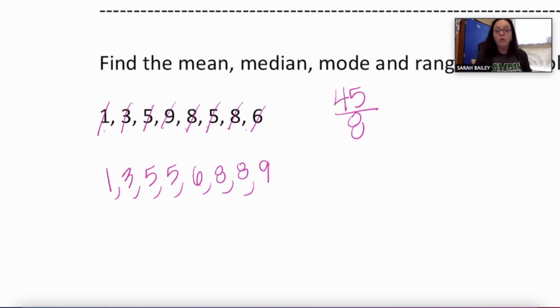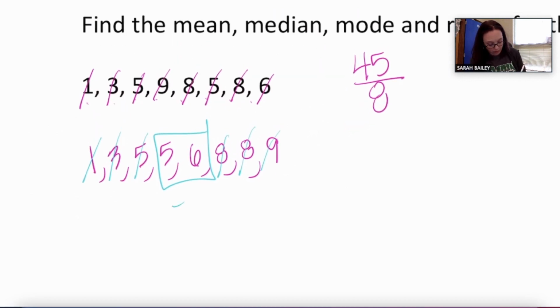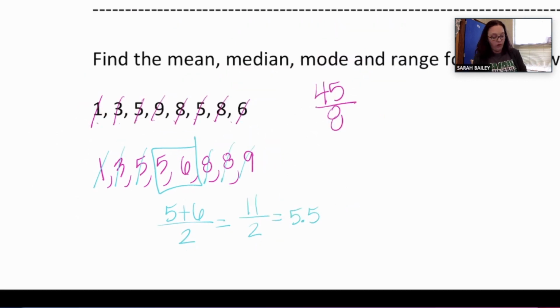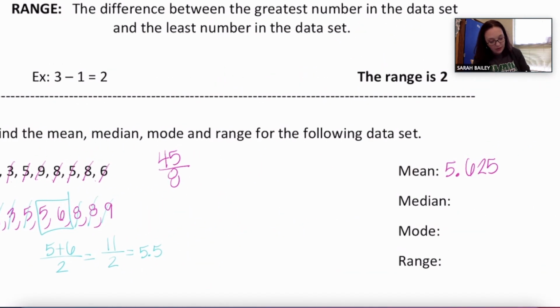Now I'm going to find the number that's in the middle. I'm just going to mark off the first and last, then the new first and the new last, and I'm going to keep doing that. I'm left with 2 numbers in the middle, the 5 and the 6. So if I want to find the median, I'm going to have to add those 2 up and then divide by 2. So 11 divided by 2 is 5.5. So my median is 5.5.